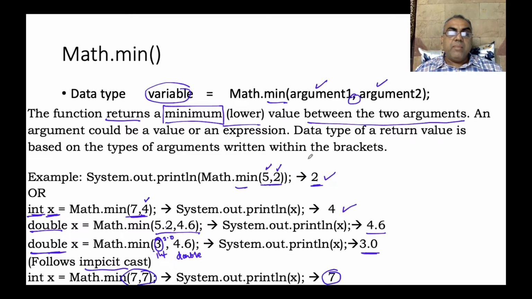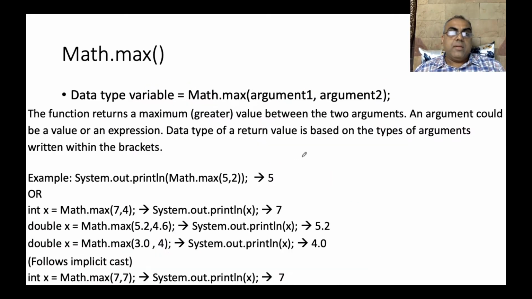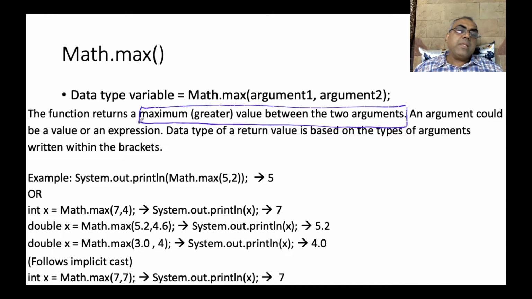So your data type is going to depend upon what the values are in the bracket. The same concept will go with max, except max is going to give you the greater value between the two arguments. All other rules will remain the same. So Math.max of argument 1, comma argument 2. Again here between them 5 is a greater number. Since both of them are integers, my return value is 5. In this case 7 and 4, the maximum value is 7.